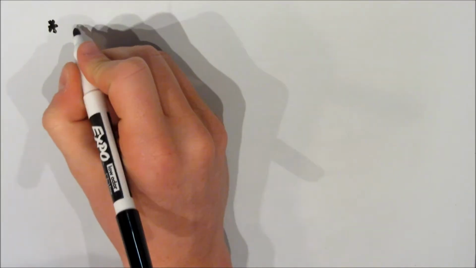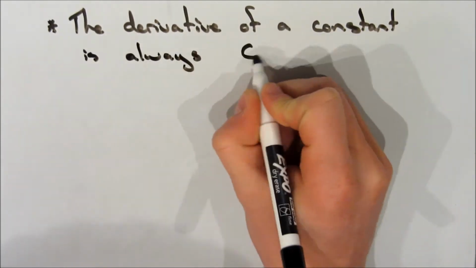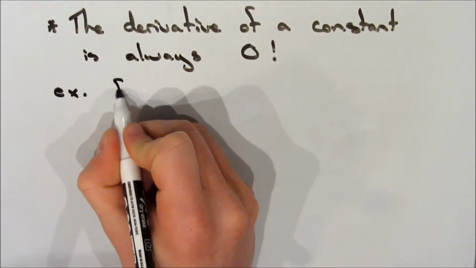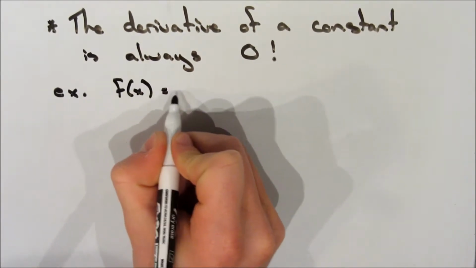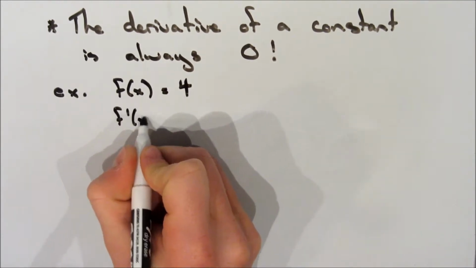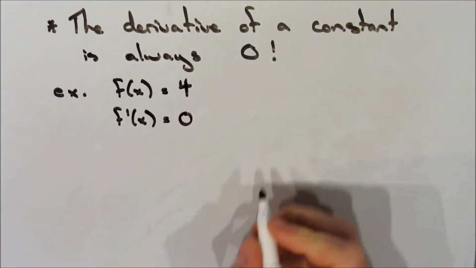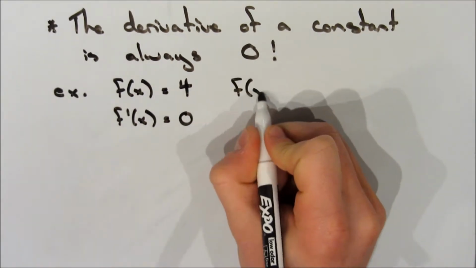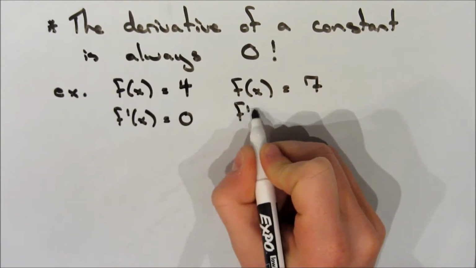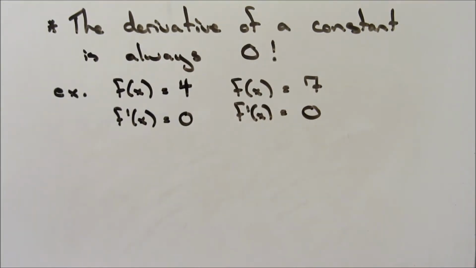Now, something that's important to remember when we're taking the derivative of functions with constants is that the derivative of a constant is always 0. So, for example, if our function is f of x is equal to 4, the derivative of our function, f prime of x, is just equal to 0. It's that easy. Any constant is 0. So let's just do another example for clarity. F of x is equal to 7. I'm sure you can guess that the derivative of our function is just 0.